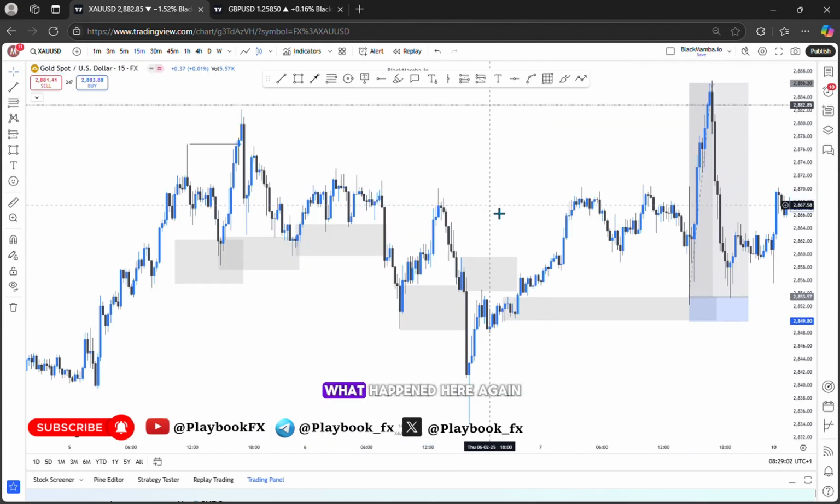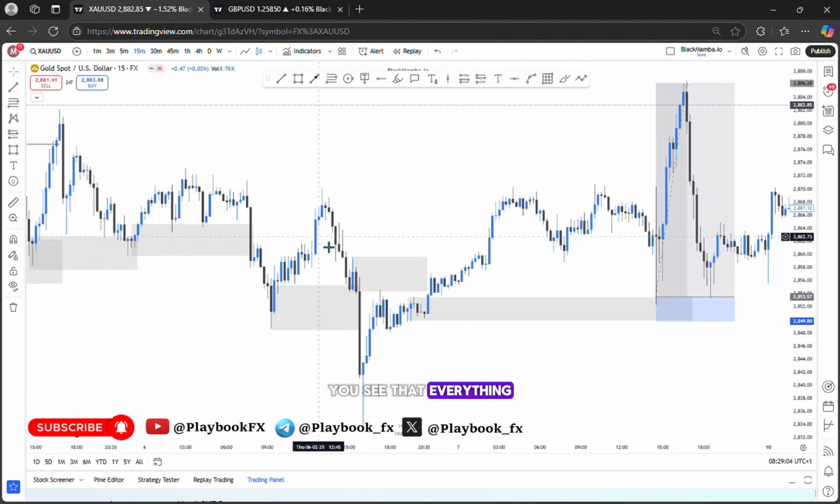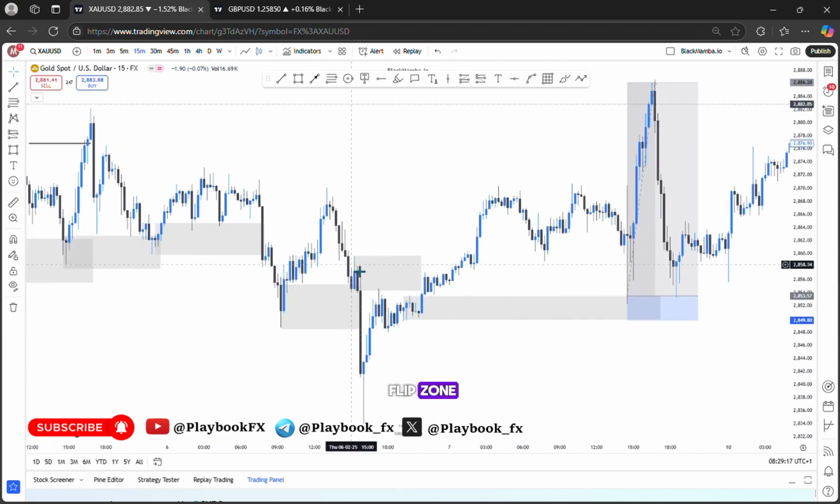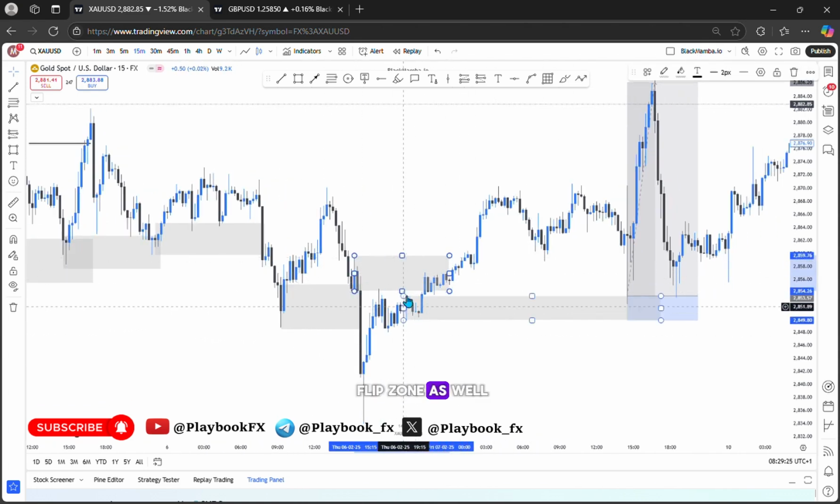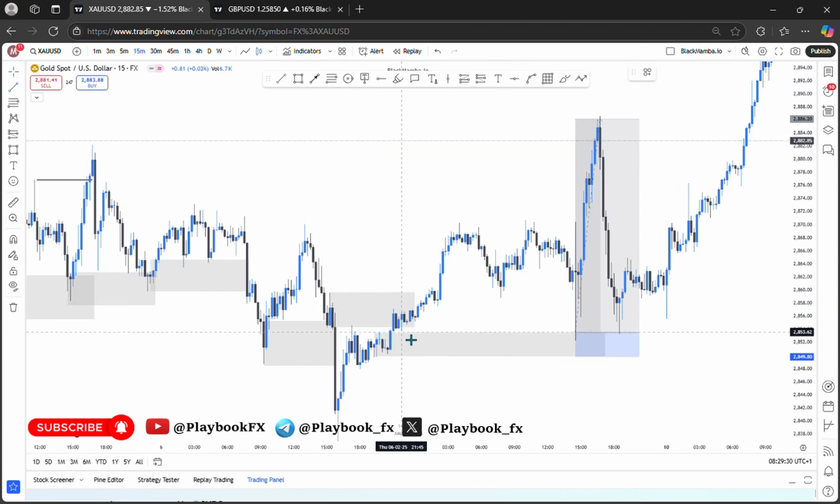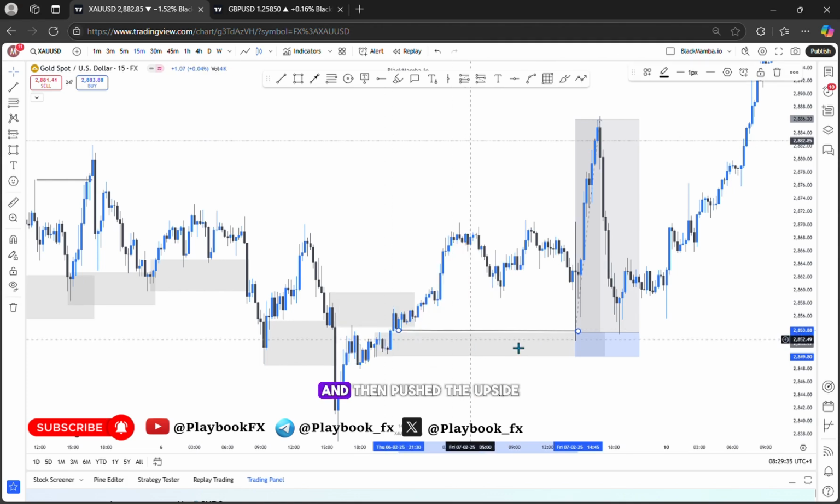If we look at what happened here again, you see that everything here has been mitigated. This was a valid flip zone as well, because this was the reaction that took out this low. This was the flip zone. Price failed this flip zone and gave us another flip zone as well. And gold later came back, took out the liquidity above that flip zone and then pushed to the upside.